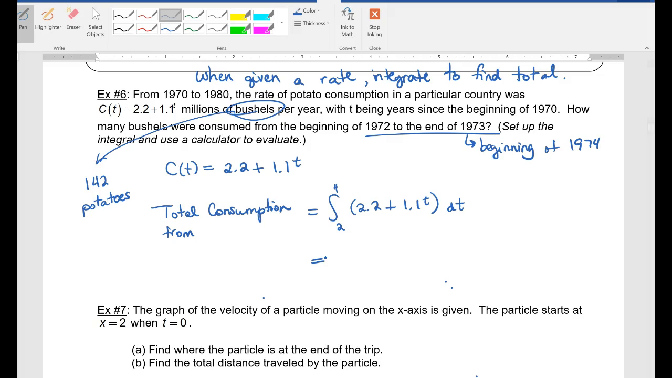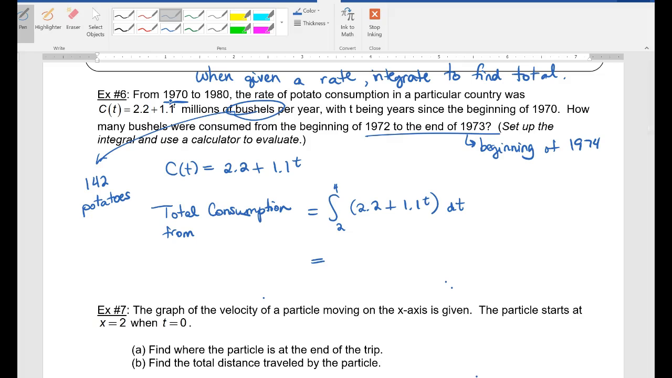How many millions of bushels? I don't think I get why there's a 4, because it wasn't 4 years. Remember, basically you look at 1970. That's your starting point. But I'm not starting at 1970, necessarily, but 1974.